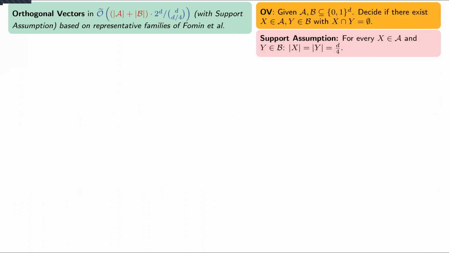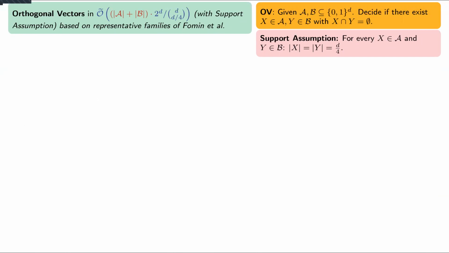So let me present to you the orthogonal vectors algorithm that runs in the claimed time. It's pretty cool, and it is based on the work of Fomin et al. from 2016 that introduced something called representative families. It is used in the FPT world, and we translate their framework to the orthogonal vectors.